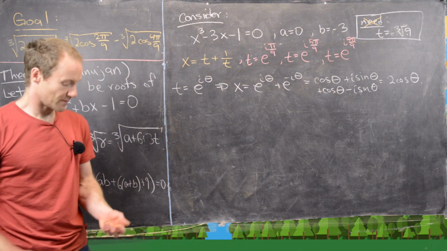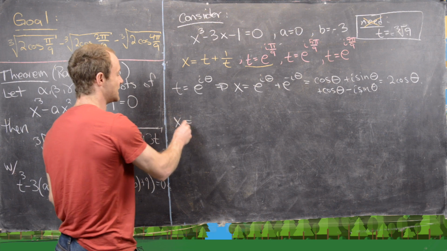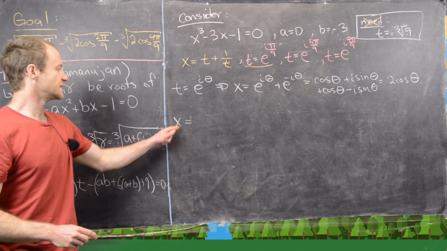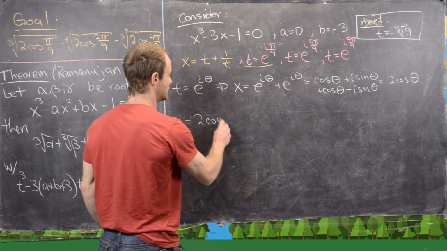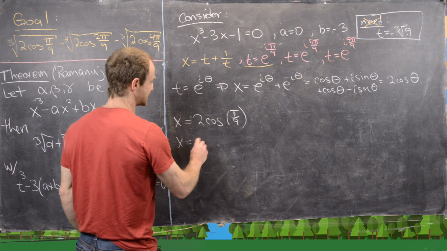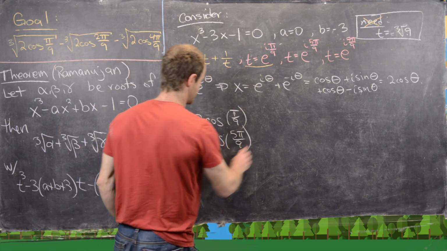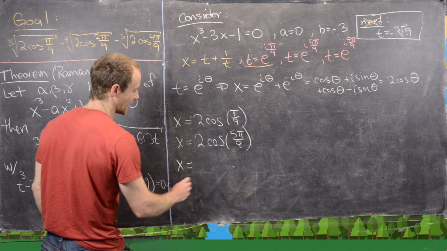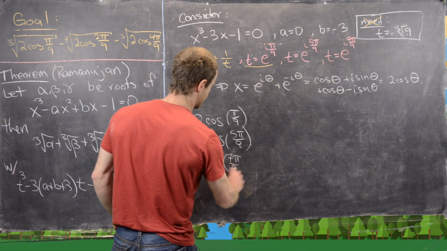Great. Now applying that to each of these one at a time, these are our 3 roots. Our first root will be x equals 2 cosine pi over 9. Our second root will be x equals 2 cosine 5 pi over 9. And finally our third root will be x equals 2 cosine 7 pi over 9.